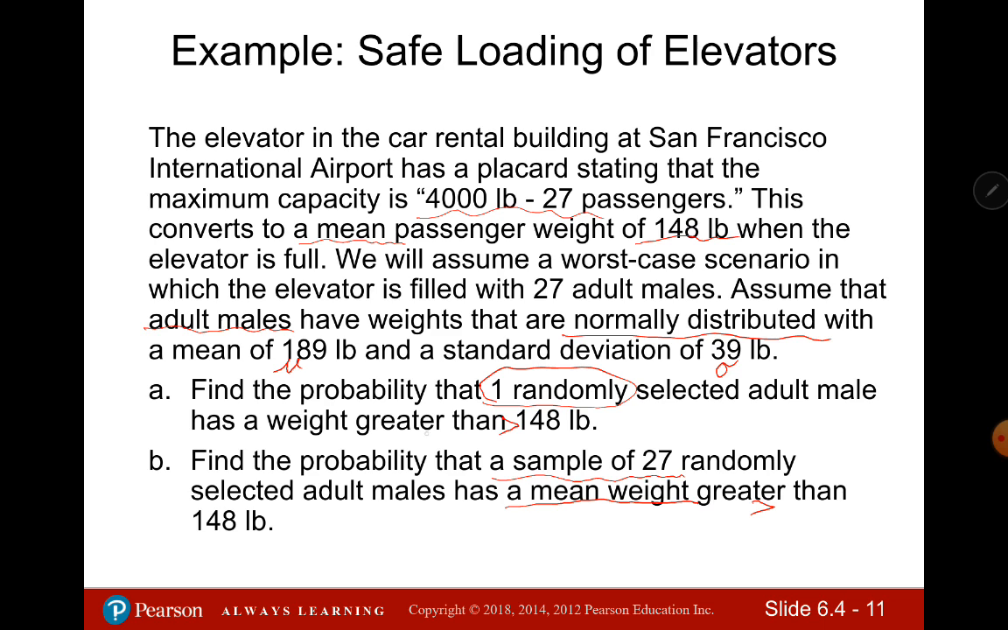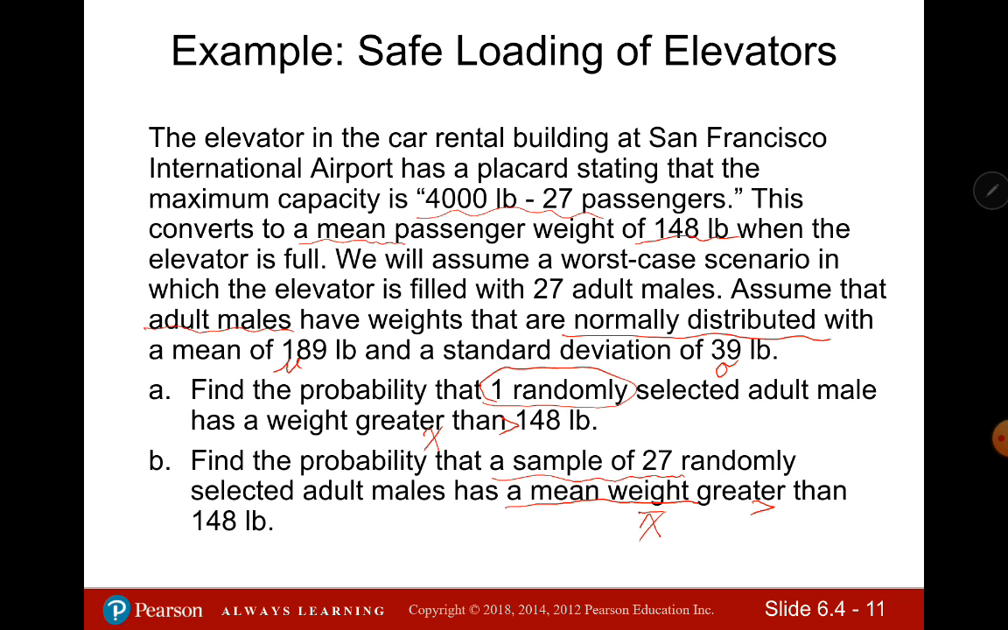So basically, I will transfer this to the symbol. One adult male has a weight, so it's just the single x value, single weight. So it's the x. And the second part, a mean weight. So it's not called a single x value. The mean, this is the key word here. The mean weight, we should use x bar to represent the mean weight.